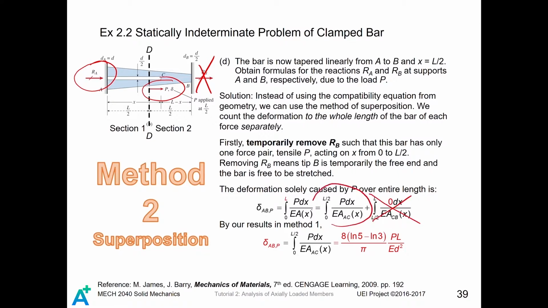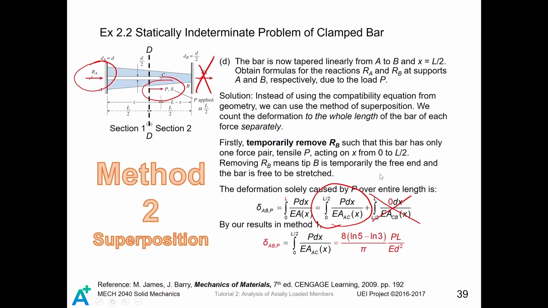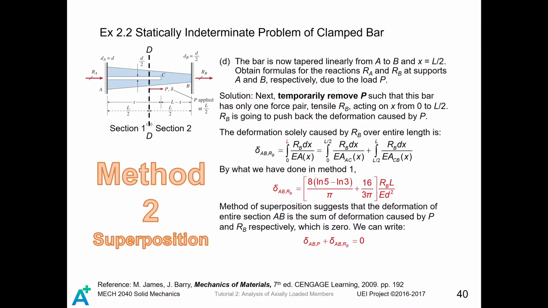Solely considering this integral, we can obtain our results from our previous method. Previously, when we were looking for the delta for section 1, we got this result. Now, we just replace the compressive RA with the tensile P. That is 8 (natural log 5 minus natural log 3) divided by pi times PL divided by ED squared. Now, we remove P and place RB back.